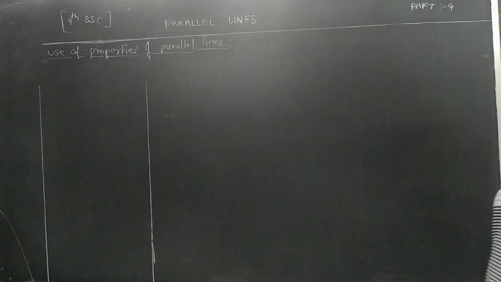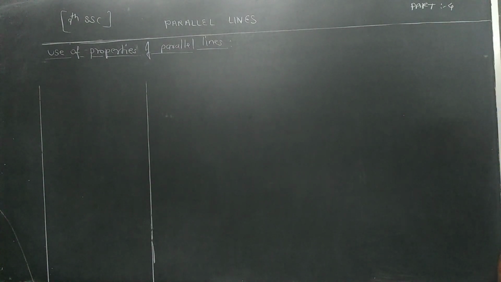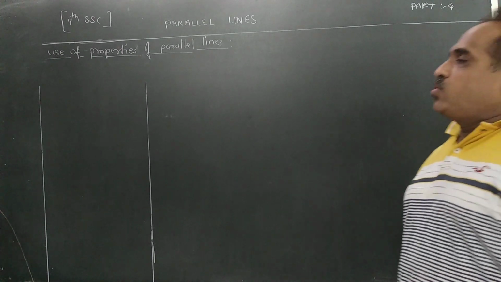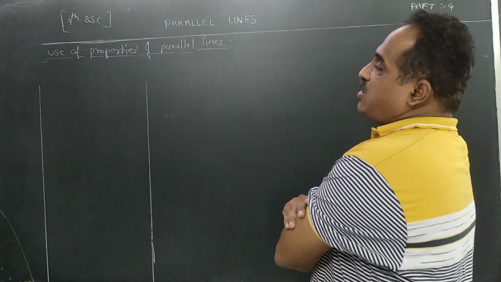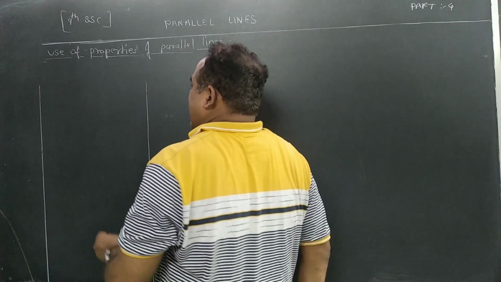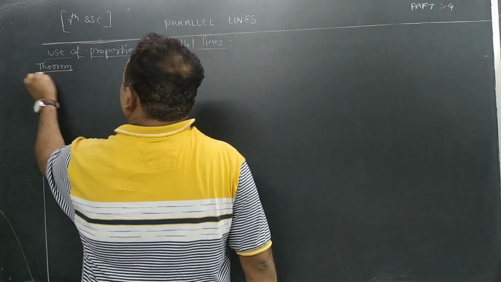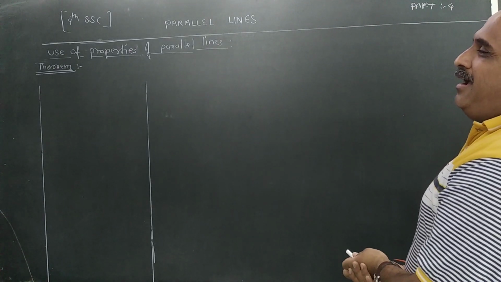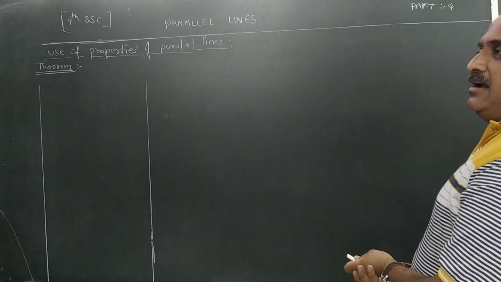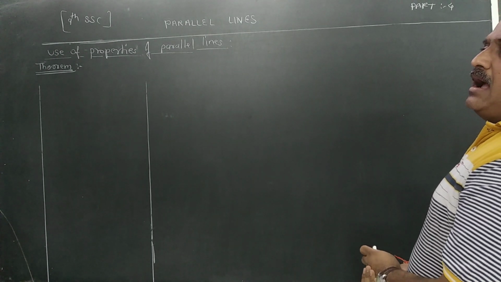Students, we are on the fourth part of parallel lines, 9th SSC. Up to now we have completed practice set 1.1. Now today we are going to do some properties, or the use of properties of parallel lines. In that we are going to study a very important theorem. We have studied it as a property, but today we are going to study it as a theorem, and it is very useful.